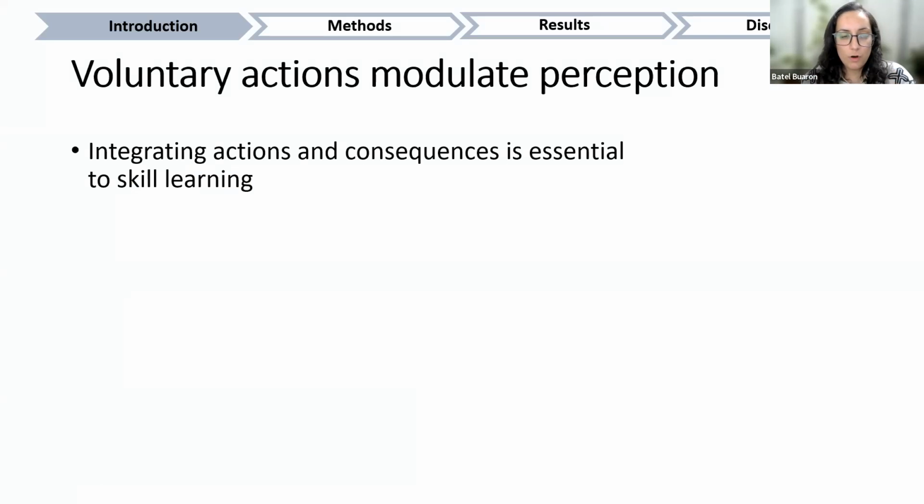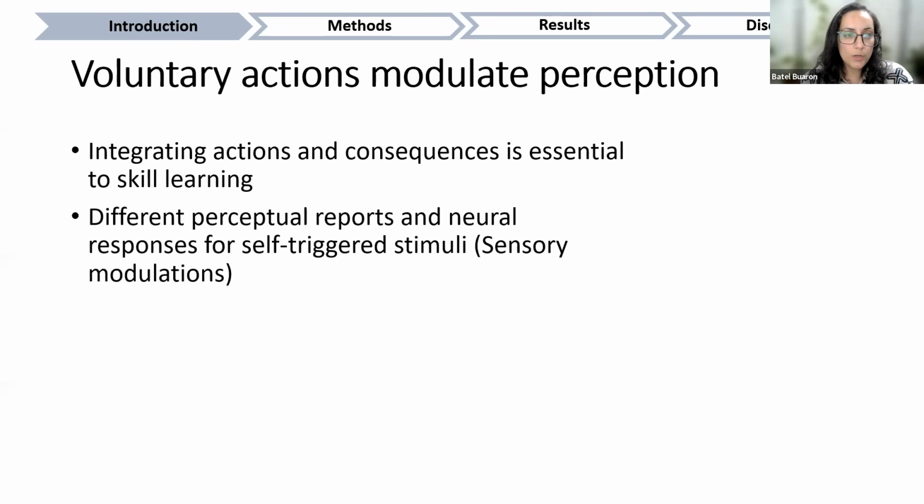So in order to perform a successful skill, we need to be able to fully predict and fully control the interplay between our actions and the sensory consequence we want to achieve. And we know from previous studies that voluntary actions modulate our perception. So if I do something actively in order to trigger a sensory stimulus, I perceive this stimulus in a different manner than when I simply perceive it without having any motor engagement.